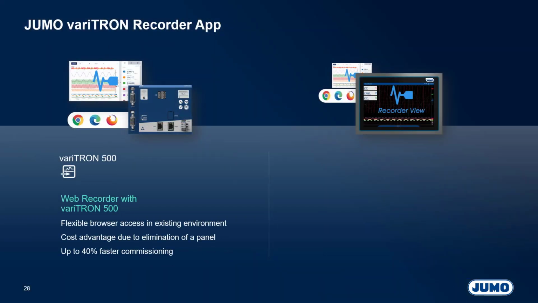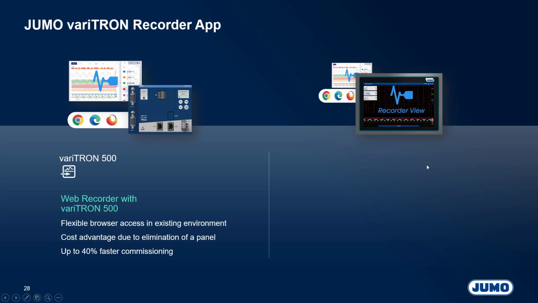Then I have one very innovative and special thing, and that's the recorder app. So as I said, variTRONs can record the data in the background, but to visualize them, we need our new recorder app. And with our DIN-Rail PLC variTRON 500, it's possible to do it with our web recorder. So it's a flexible browser access in existing environment. We have a cost advantage due to elimination of a panel and up to 40% faster commissioning.